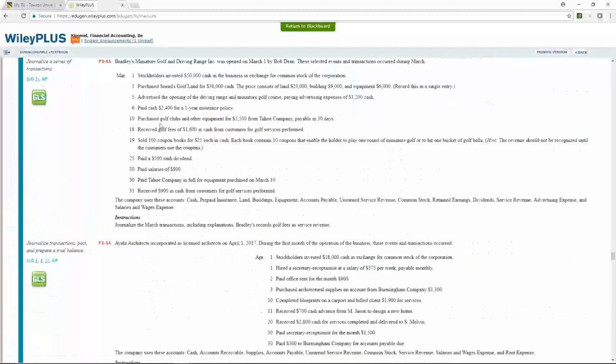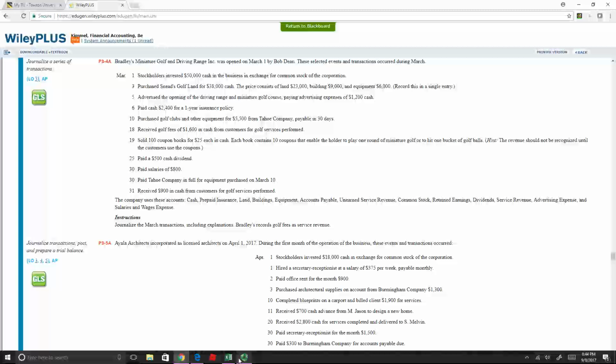Okay. So we have Bradley's Miniature Golf and Driving Range, Inc., which opened on March 1st. We have selected events and transactions that have occurred in March, and they're presented to us. They tell us the company uses the following accounts. They have given us the account names. They've asked us to journalize the transactions, including explanations. I'm going to skip this part, and I will tell you why. They've also told us that Bradley's records golf fees as service revenues.